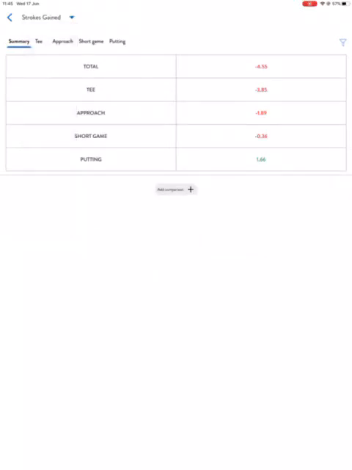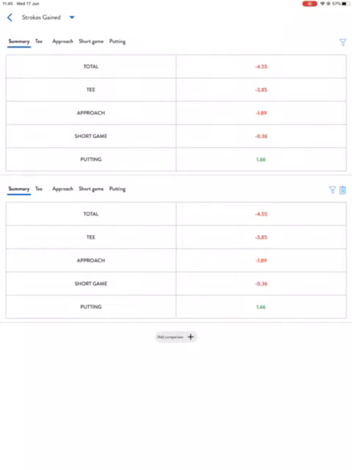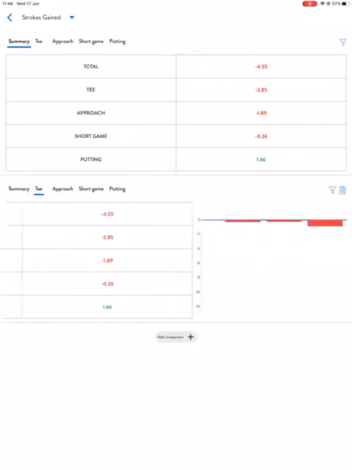The next section is strokes gained. Again, you can add comparisons below or actually view some of the other tabs as well. So in this case, I can see that my strokes gained total is minus 4.55 and I'm losing the majority of those shots on my tee shots whilst putting really well.